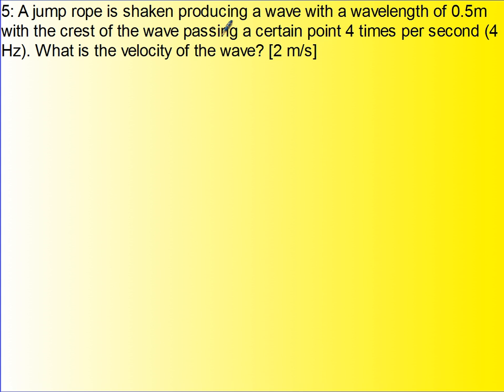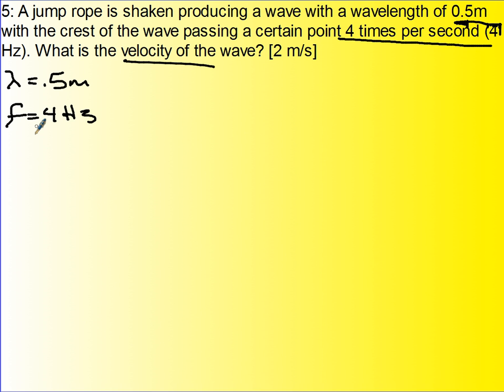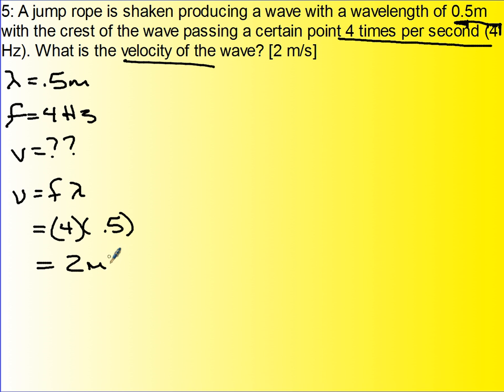Okay, a jump rope is shaken, producing a wave with a wavelength of 0.5 meters. So wavelength is 0.5 meters. With the crest of the wave passing a certain point 4 times per second. And I told you that that's 4 hertz. So that's the frequency. It's 4 hertz. What is the velocity of the wave? So my equation is V is F lambda. So this is 4 hertz times 0.5 meters, or 2 meters per second.